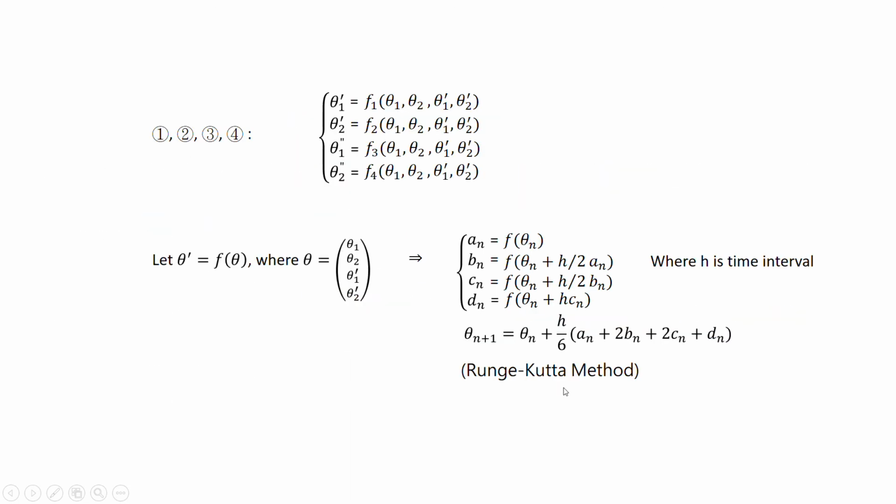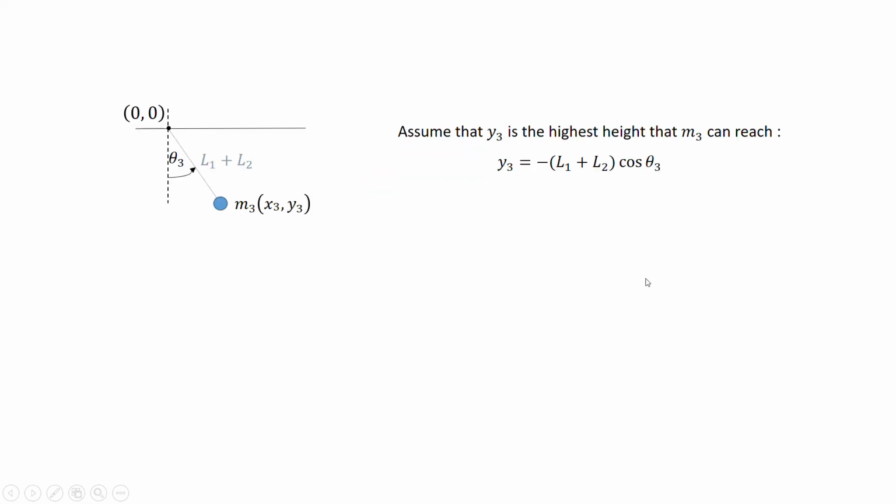We use the Runge-Kutta method. This method is like the Euler method; it gives us an approximate solution of ordinary differential equations. So we use the Runge-Kutta method to get this. And if we put this equation into y2, we can compare y2 and y3. y3 is the highest height that a simple pendulum can reach.